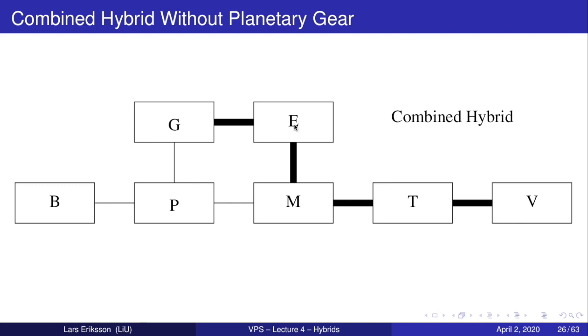We could also think of placing this combustion engine here. The main difference from the parallel is that we have an extra path here for generating electricity. We don't need to go through the electric machine here. So there is a degree of freedom here. We could also give it more degrees of freedom by placing the combustion engine here and making it detachable.